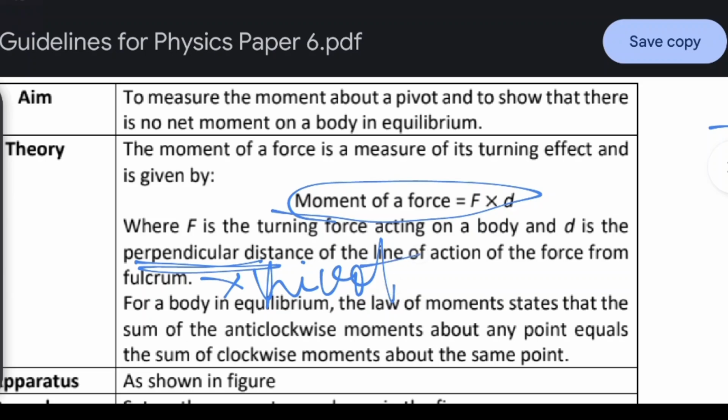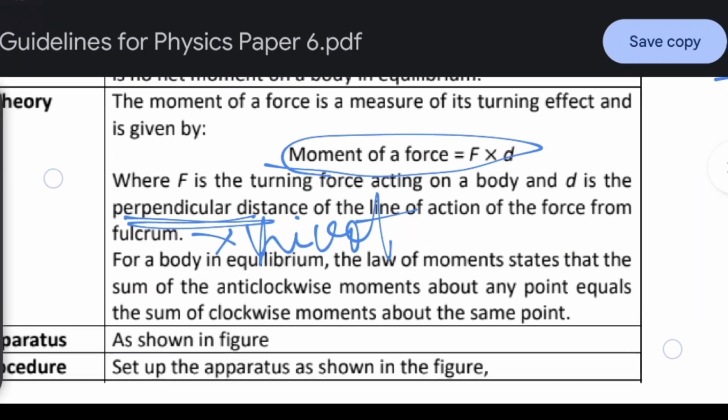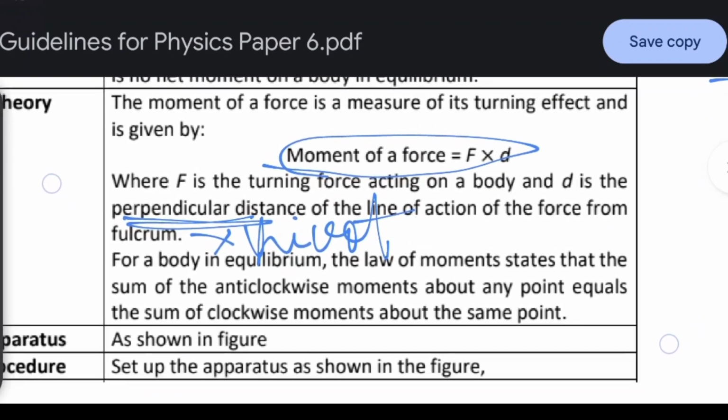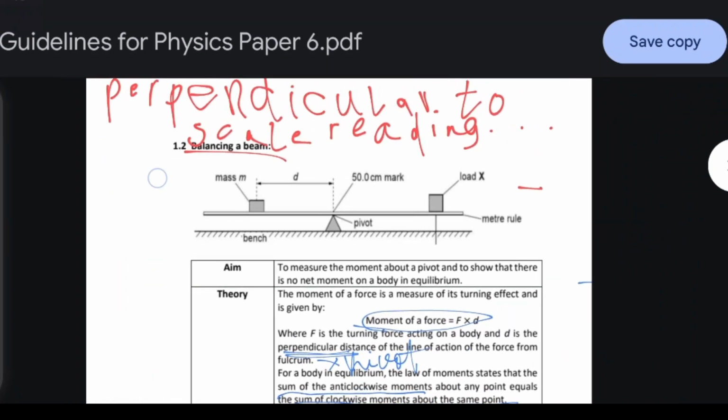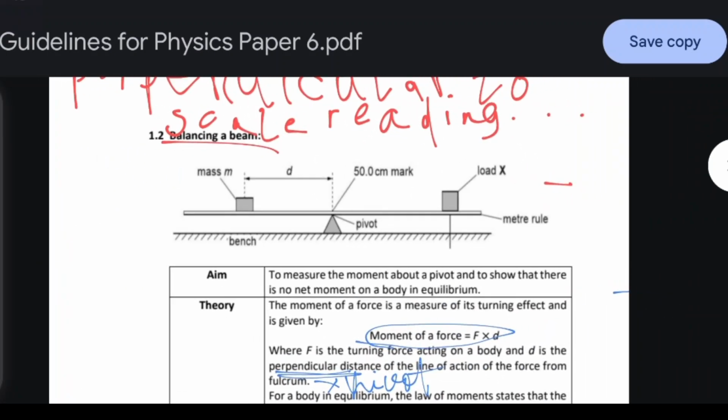Okay, the pivot. Now, for a body in equilibrium, the law of moments states that the sum of anticlockwise moments about any point equals the sum of clockwise moments about the same point. All right, we already know this from theory, that the sum of the anticlockwise moments is equal to the sum of the clockwise moments. You must have studied this for theory.